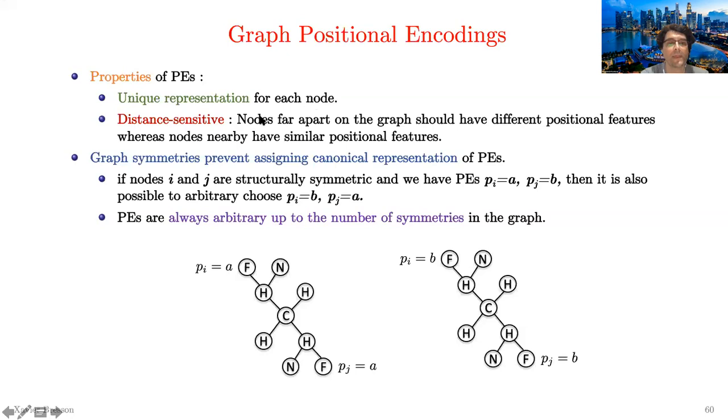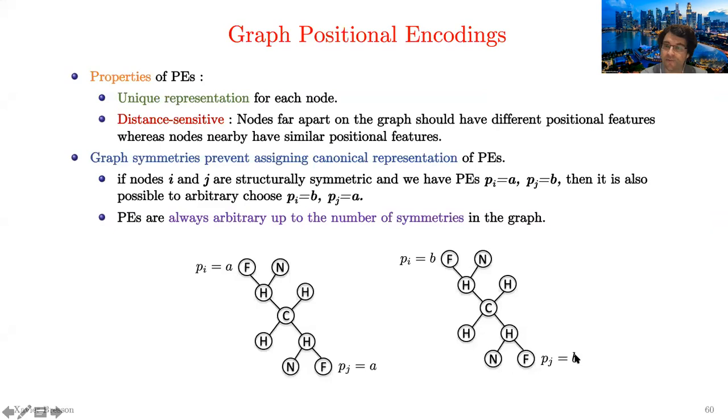Okay. Now there is a limitation of graph positional encodings due to the symmetry in graphs. Okay. So for example, let's say that you have this molecular graph. So nodes i and j, this fluorine atom and this fluorine atom here, they are structurally symmetric. Okay, they are structurally symmetric. So if you decide that the position encoding for this atom is A, and the position encoding for this atom is B, it should be AB. It's a typo, it should be AB, and here it should be BA. Okay, so if you decide this is A, this is B, actually it's also possible to choose position encoding B here and position encoding A here.